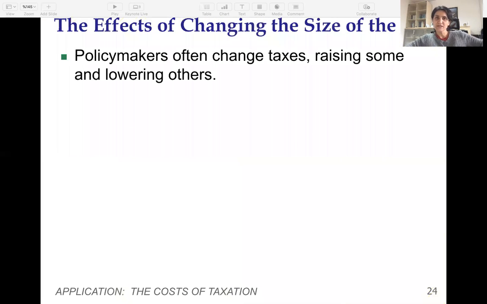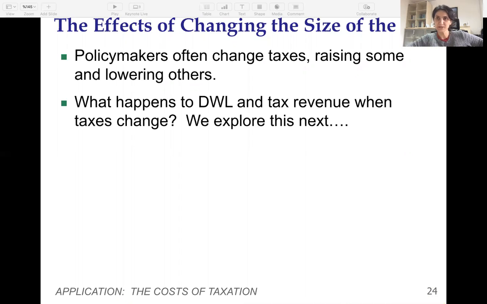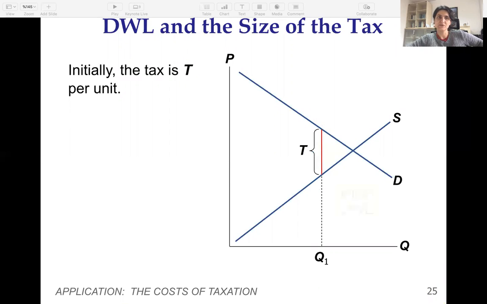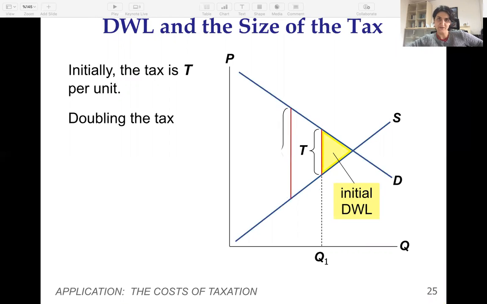So, the effects of changing the size of the tax. Policymakers often change taxes, raising some and lowering others. What happens to dead weight loss and tax revenue when taxes change? We explore this next. Dead weight loss and the size of the tax: initially, the tax is T per unit, and this is the initial dead weight loss. Suppose now the tax is 2T. Doubling the tax will lead to the red curve, so quantity will go down from Q1 to Q2.